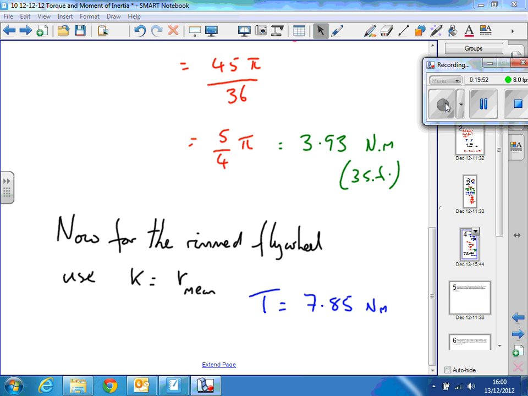So we get an answer of 5 over 4 pi, which is 3.93 newton meters. Now try this. Try it for the other one. So instead of k being r over root 2, because it's a solid flywheel, use k as just the value for r. Okay, and see what you now get for the torque, and you should get something like this.